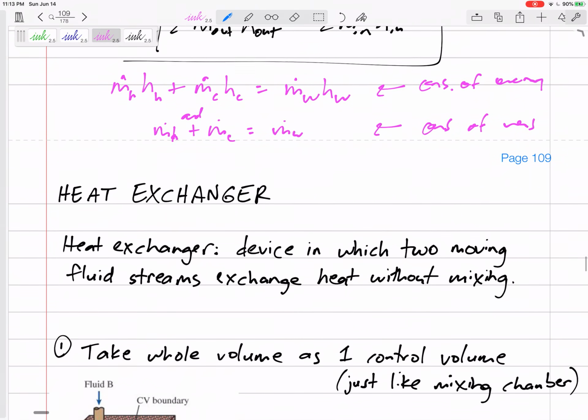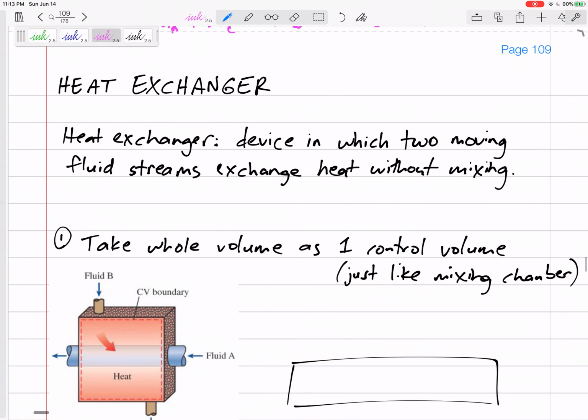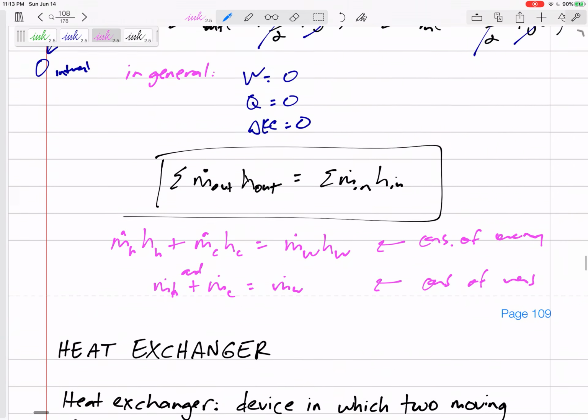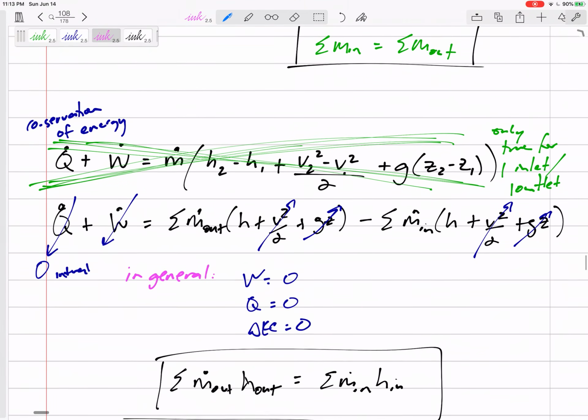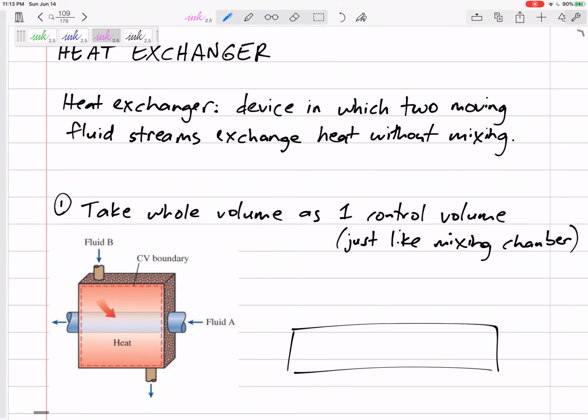Okay, last one. No, not quite. Two more. Heat exchanger. A heat exchanger is just like a mixing chamber, except they don't really mix. The fluid streams exchange heat without mixing. All right? We have two methods for looking at heat exchangers.